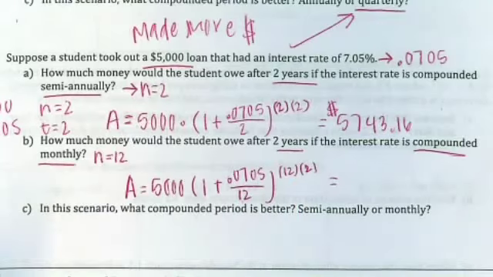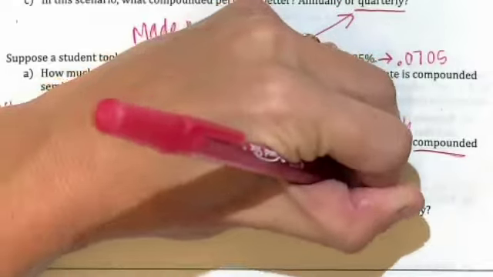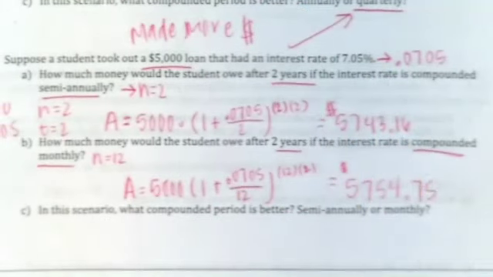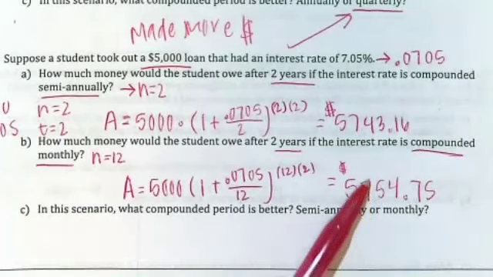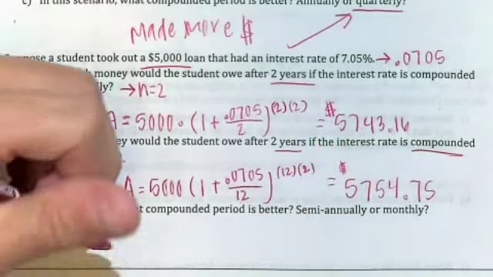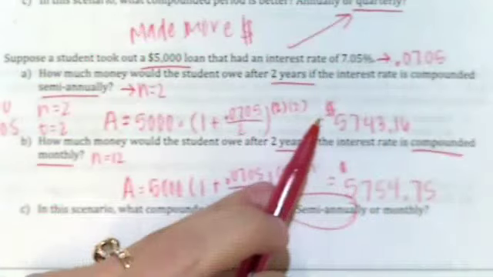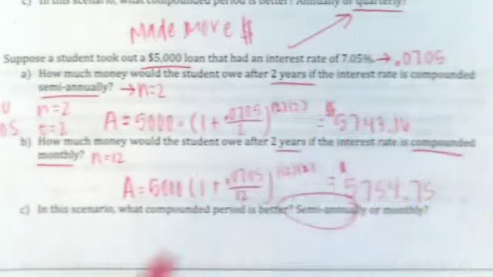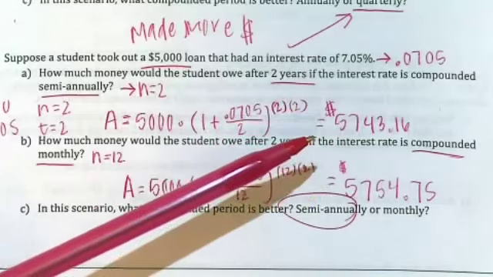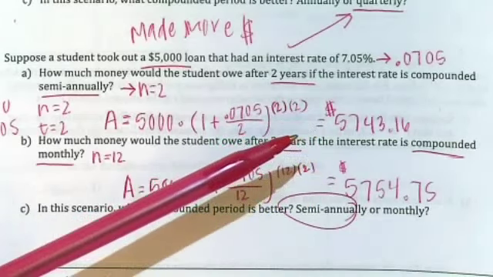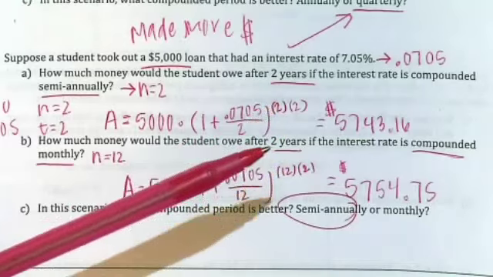And when we do that, we get $5,754.75. Yeah, it's a little more, not a lot more, but I would still rather it be compounded semi-annually because I would owe less money. When it comes to you owing money, you'd rather it be less than. But when it comes, of course, to you making money, you'd rather it be more than.